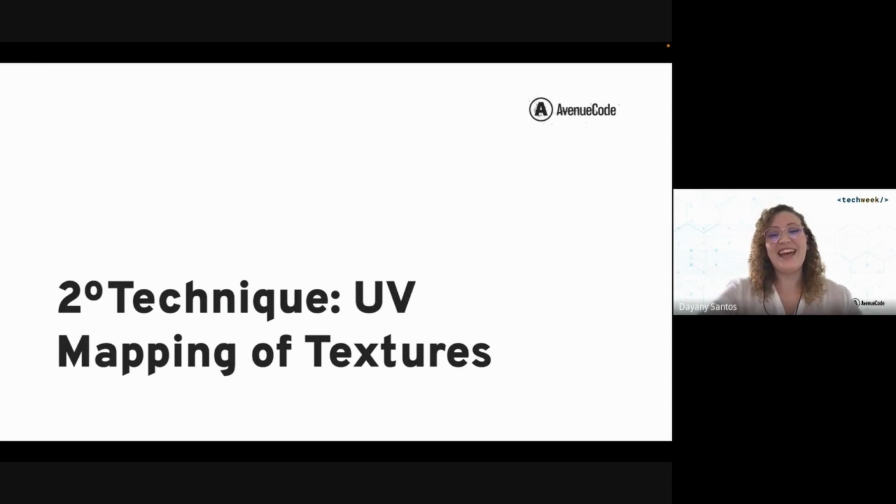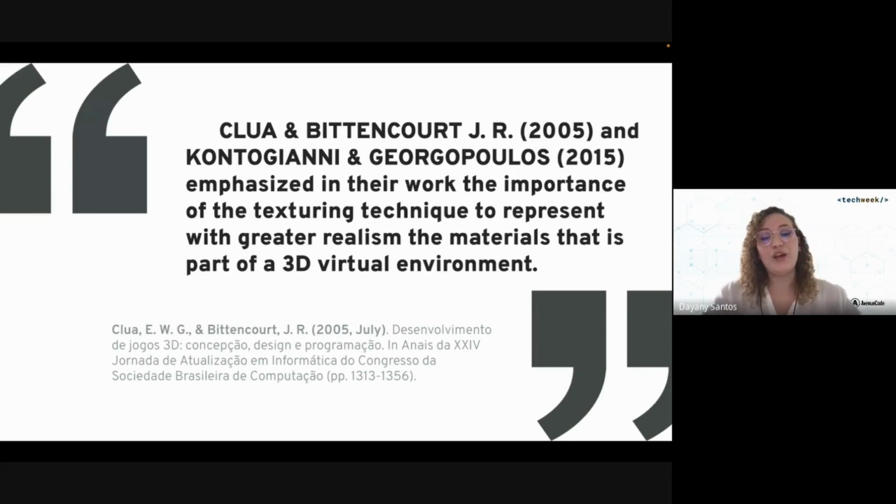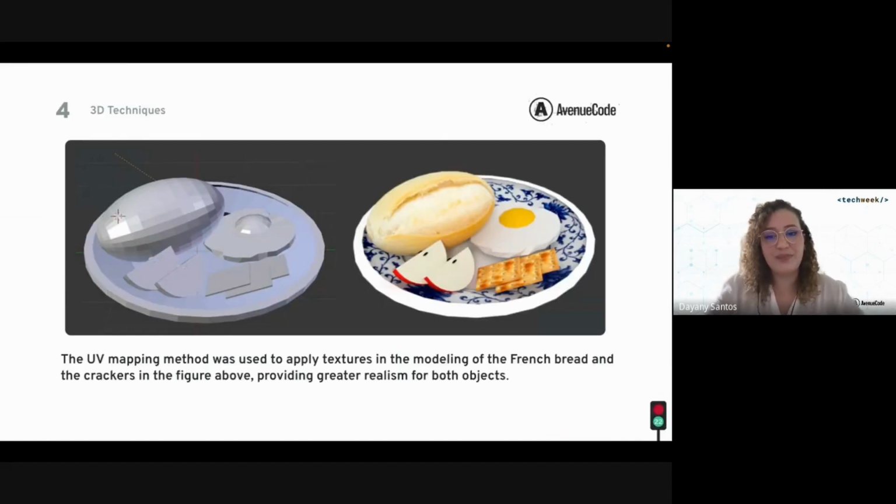Okay, next, the second technique is UV mapping of textures. Klua and Bitterkurt, in their article, Desenvolvimento de Jogos 3D, Concepção, Design e Programação, emphasize the importance of the texturing technique to represent with greater realism the materials that are part of the 3D virtual environment. Here we can see more clearly the plate that I was talking about, and we can see that the UV mapping texture method was applied.